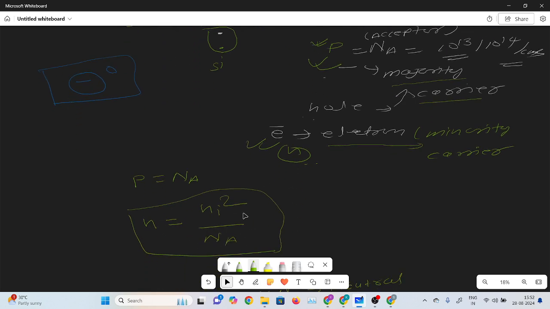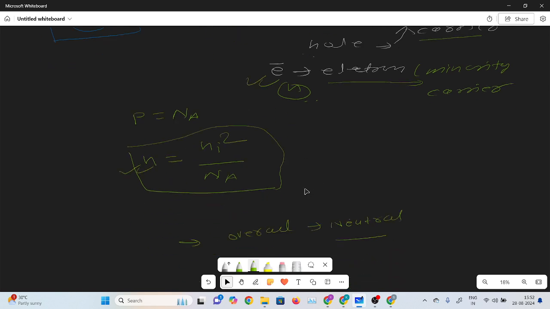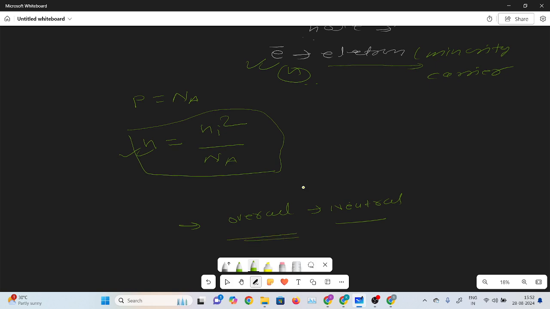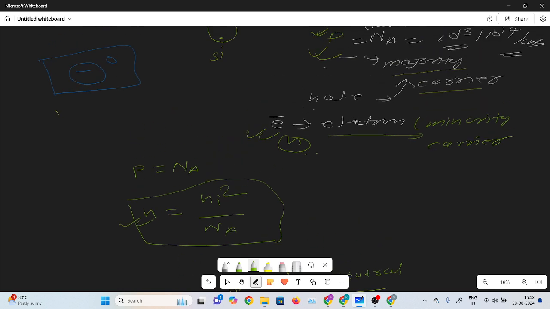For p I represent, and how can you calculate the electron? By the help of the law of mass action. I hope you understand well. And this is overall a neutral semiconductor. Don't get confused by seeing this. This is negatively charged inside the lattice. Inside the lattice there are so many negative charges, negative hole, negative hole like that. But overall it behaves as neutral.